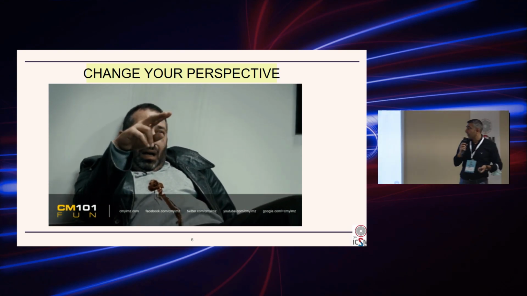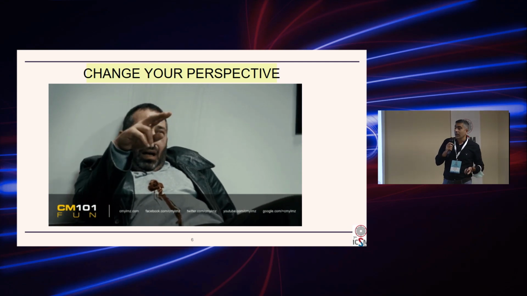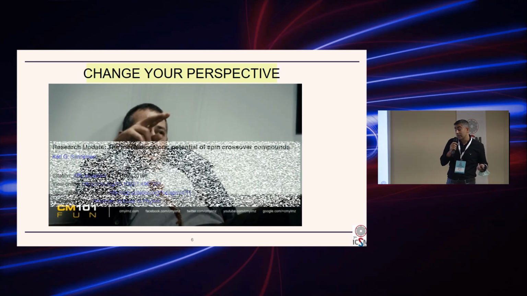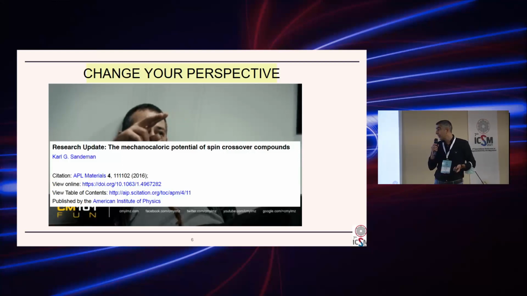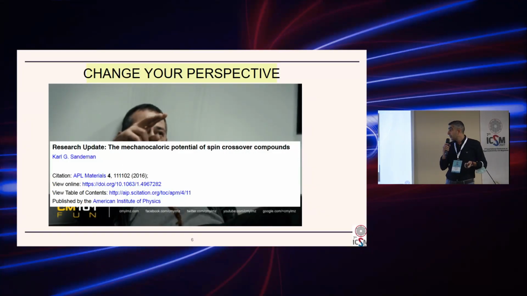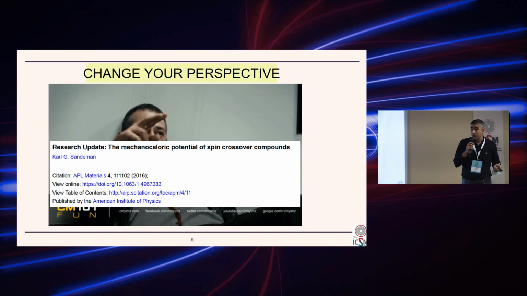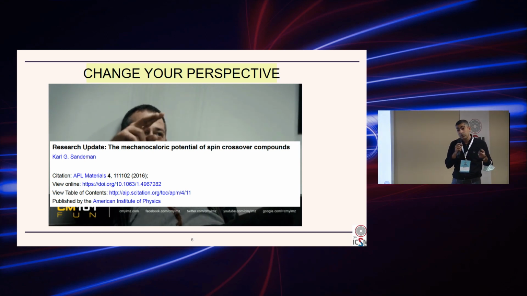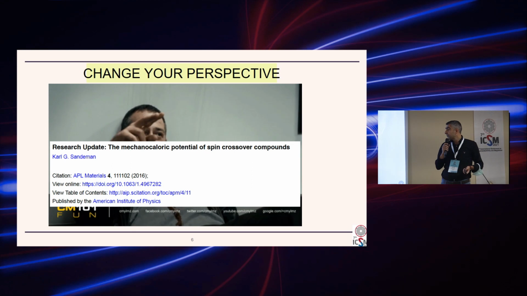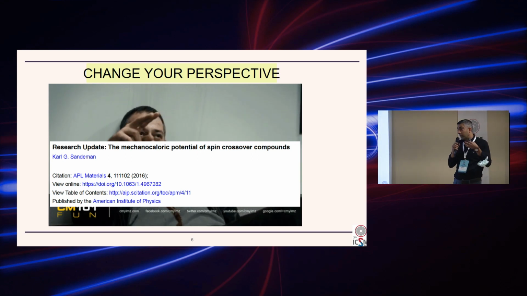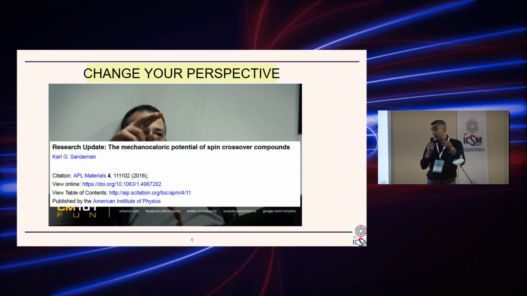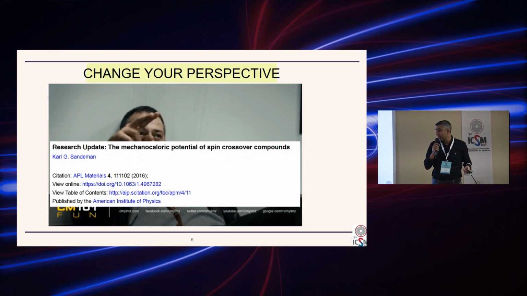So at this stage, I read a paper from Sandeman. He states the mechanocaloric potential of the spin crossover compounds. This paper changed my perspective, and in it he says that there is very good potential for spin crossover materials in elastocaloric or barocaloric properties.